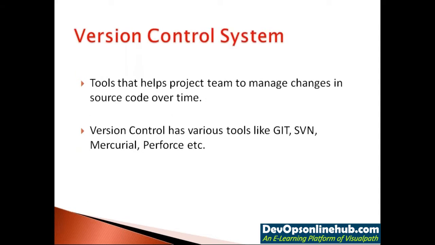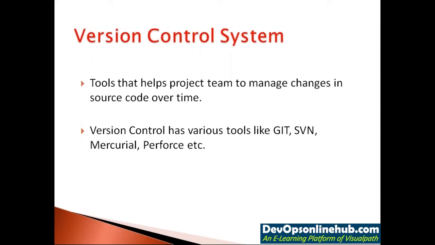A version control system is a tool that helps a project team to manage the changes in the source code. What this means, consider a scenario: you are working with a client. There are 2-3 developers working with the client. The client gives you a requirement on the first day, suppose for the login page. You develop that code, and one developer developed that code, and you successfully created the login page. You showed that to the client.